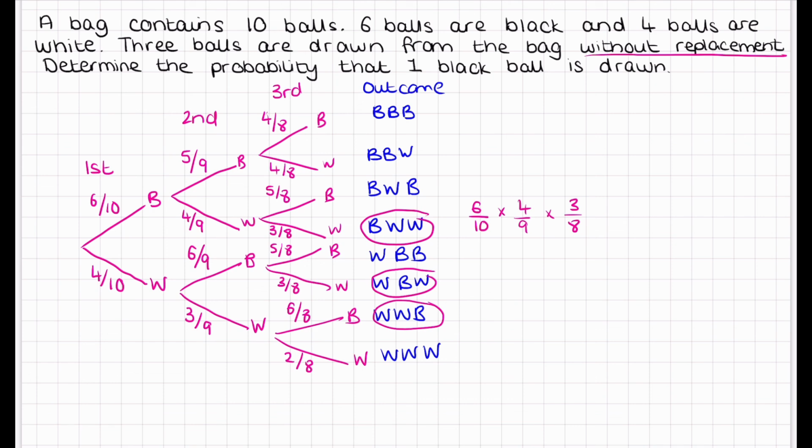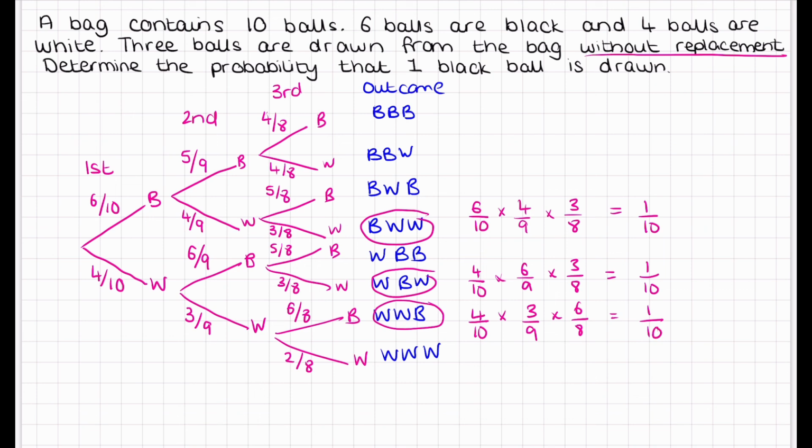And then we need to do the same for the other 2 options of having one black. The next one down, it was white, black, white, so it'd be 4 out of 10 times 6 out of 9 times 3 out of 8. I'll just show the path. So we did white, then we went black, and then white. And then the last one was white, white, black, so 4 out of 10 times 3 out of 9 times 6 out of 8. And the path for that one was white, white, black. Work all of these out and we'll get 1 over 10 for the first one, 1 over 10, and they all end up actually equaling 1 over 10.